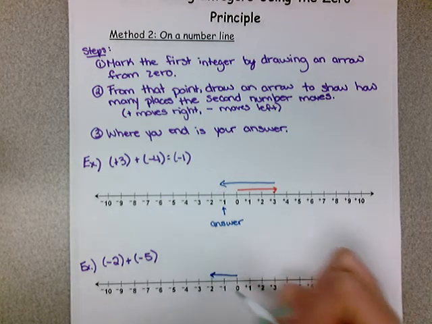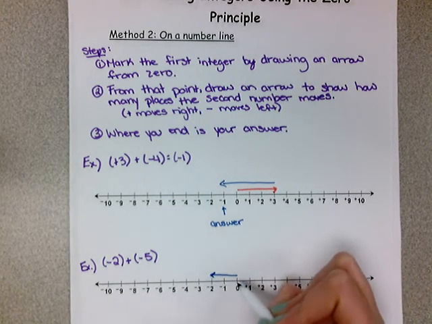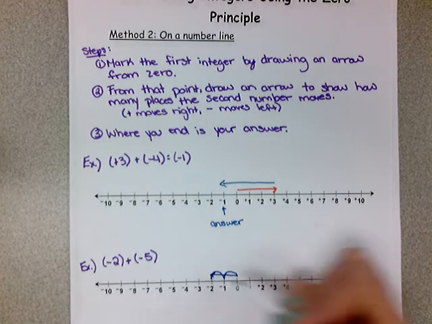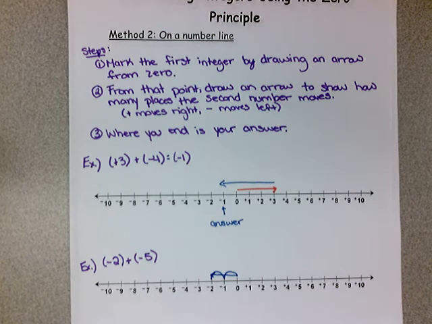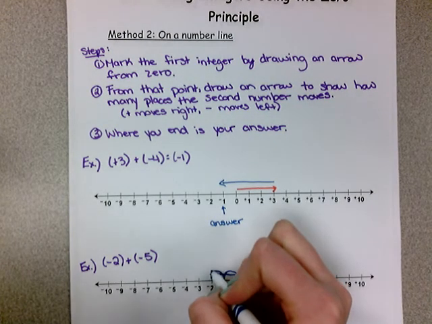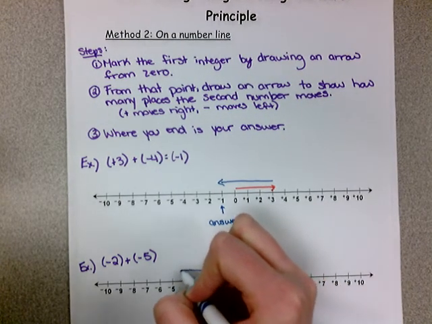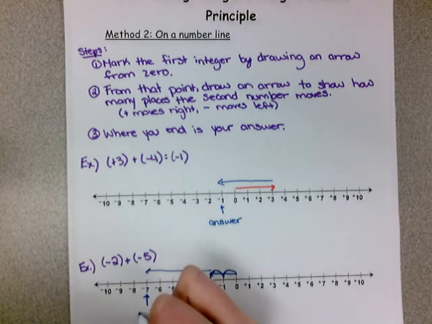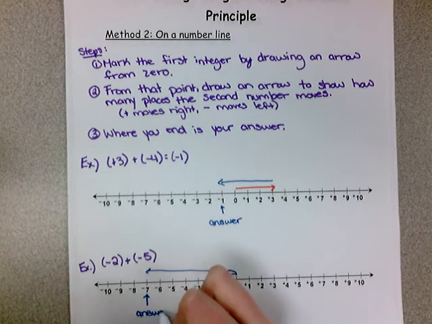So 1, 2. You can draw an arrow, or if it makes more sense to you, you can draw little jumps. That might help some of you. Then from that point, we are going 5 more spaces to the left because we have another negative 5. So from this point, 5 spaces to the left is going to end us up at negative 7. So negative 7 will be our answer.